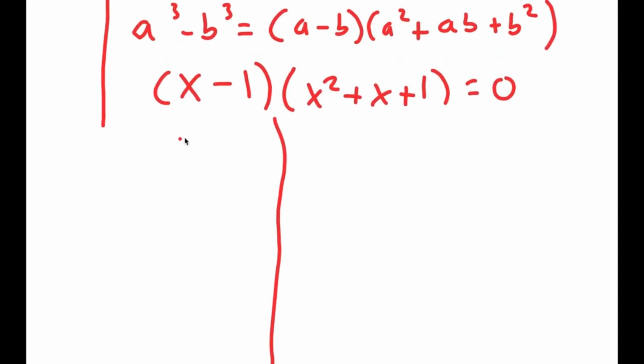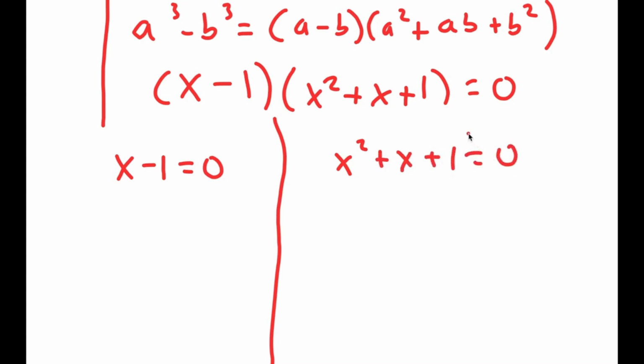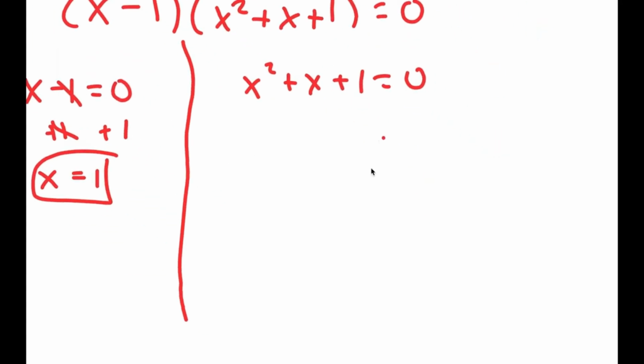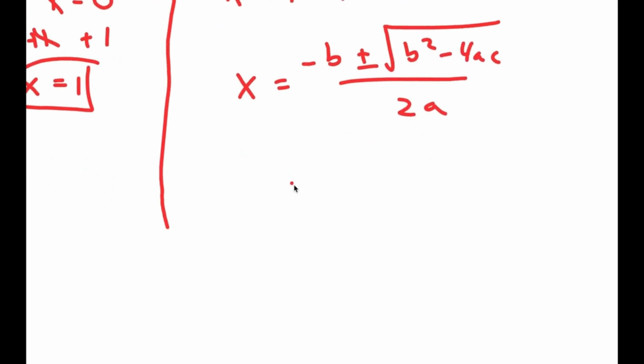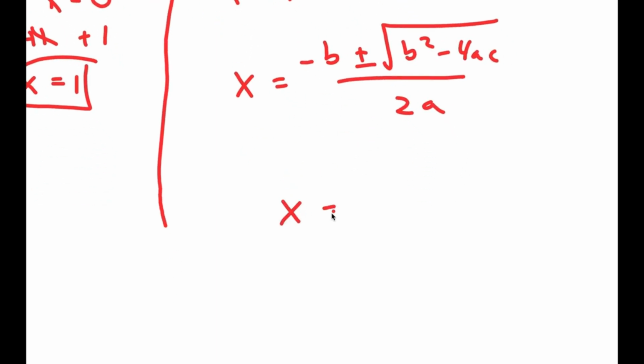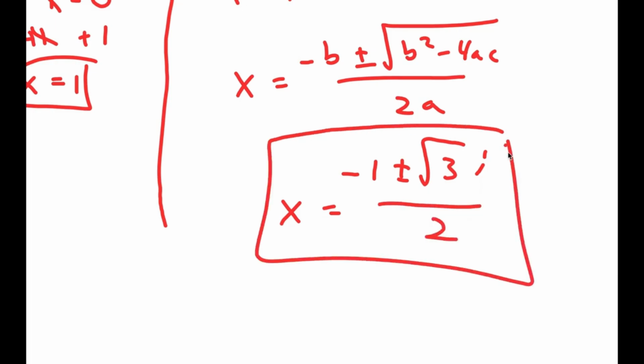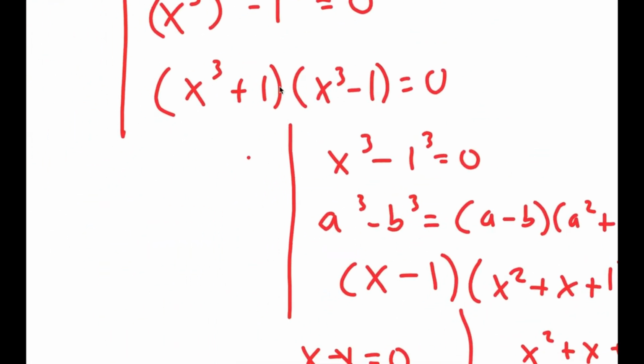which gives me yet another two equations. So now I have x minus 1 equals 0 and x squared plus x plus 1 equals 0. So for x minus 1 equals 0, all I have to do is add 1 on both sides, and I get x is equal to 1. And for x squared plus x plus 1 equals 0, I can use the quadratic formula. So by using it, I get x is equal to negative 1 plus or minus the square root of 3i over 2. So these are two more solutions. And now we aren't done yet because we also have to solve these.